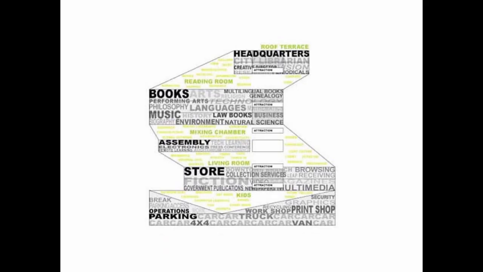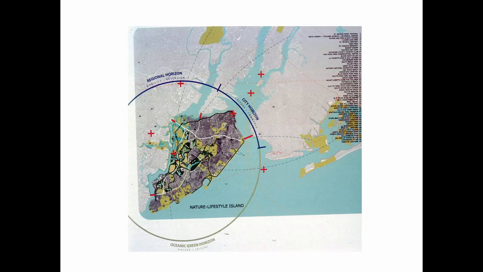I believe this is the Seattle Public Library, and you've got the different pieces of what's happening in that particular space. Again, all type-based. Not sure why that ends up being typography.